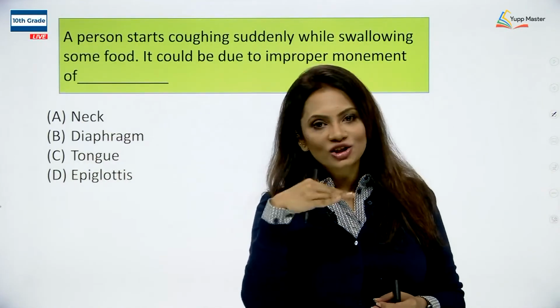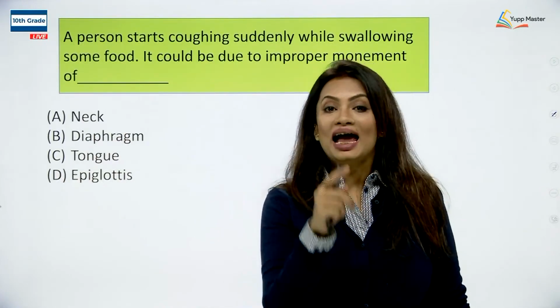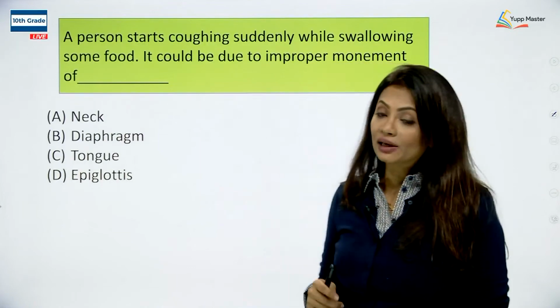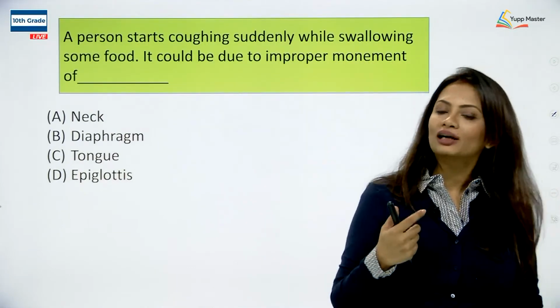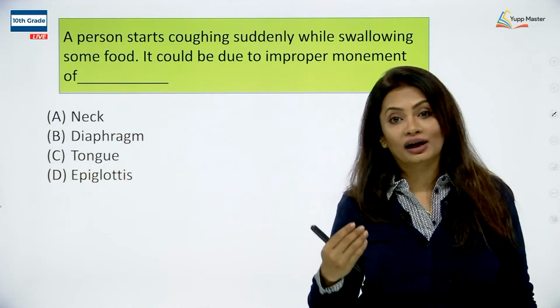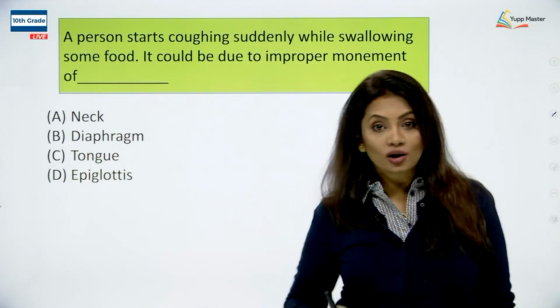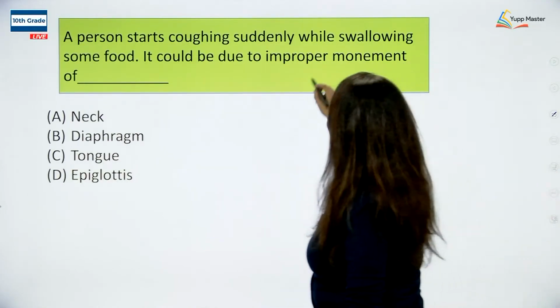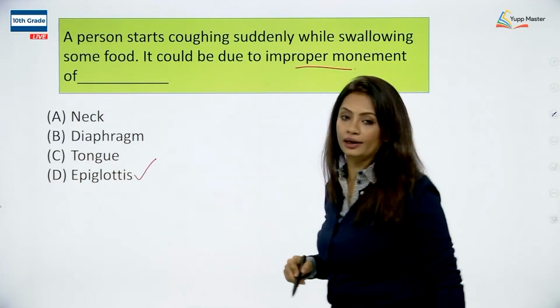We have this cartilaginous flap over there, and that flap, do you remember, was called the epiglottis. If there is some improper movement of it, there could be coughing. If the food happens to enter into the trachea, this could lead to choking also. So here it would be improper movement of the epiglottis.